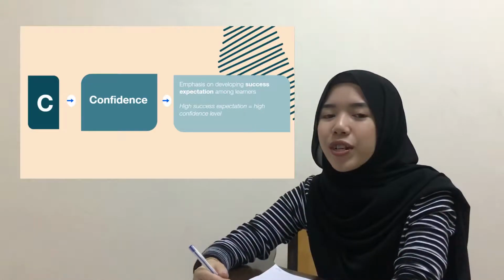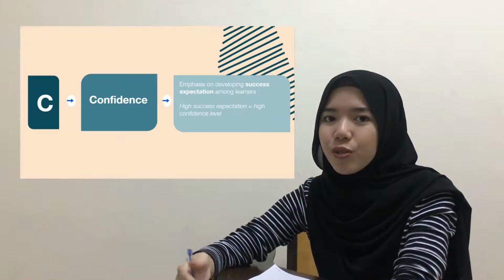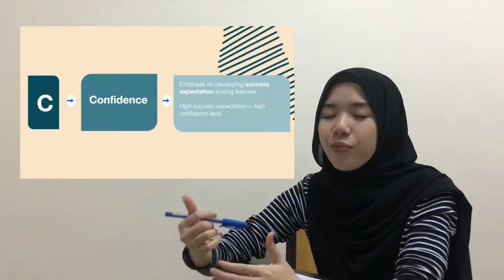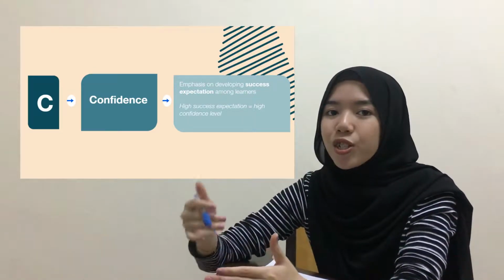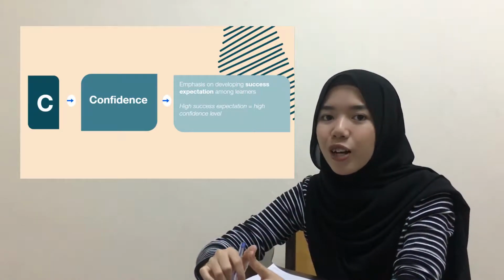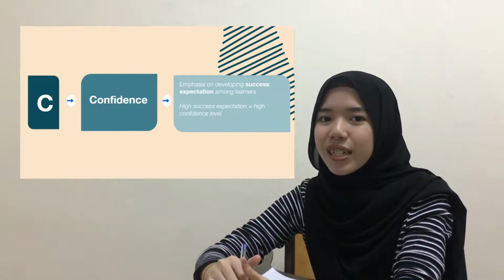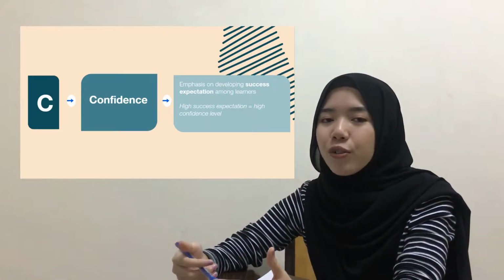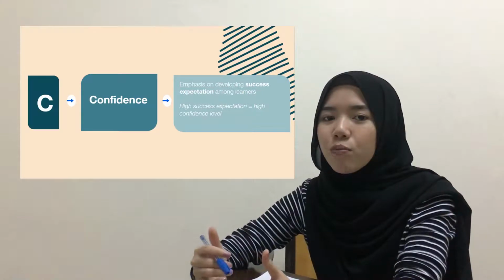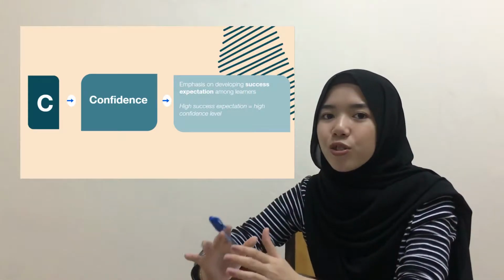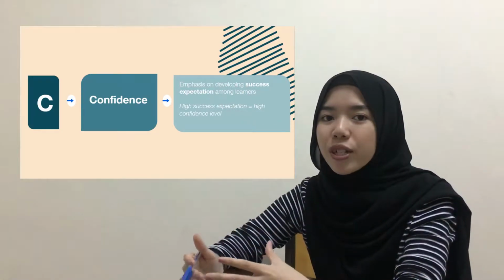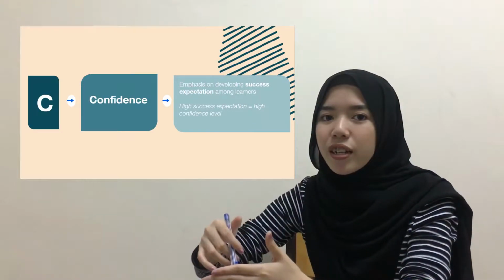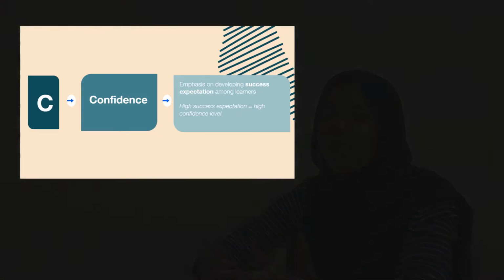The third element of ARCS is C, which stands for confidence. Confidence is about raising success expectation among learners, so they somehow feel like they can achieve or pass the subject successfully. One of the examples of how teachers can apply this element in their teaching is by letting the students know about the evaluation rubric or mark distribution of the subject, so the students somehow can plan how they can pass the subject with flying colors.